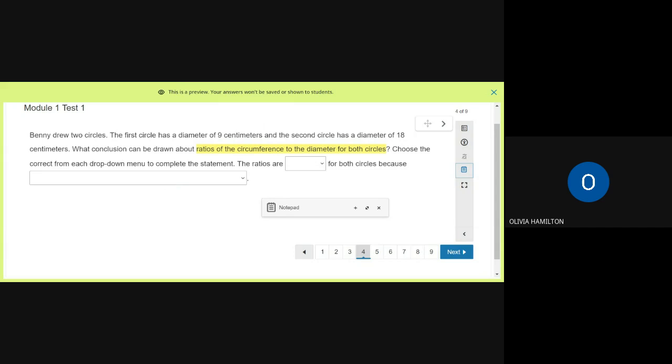Well, the ratio means we're writing a fraction of circumference to diameter. So when do we write ratios of circumference to diameter? When we're looking for pi. If you don't believe me, let me open up the dictionary. We're going to find the definition of pi and see if they have an example of what this looks like.